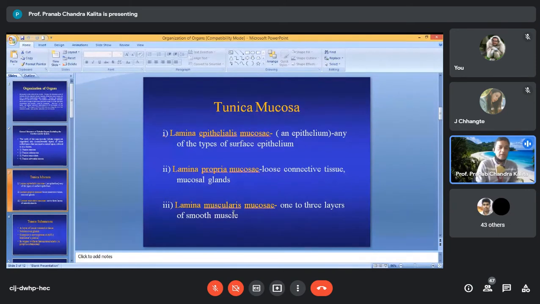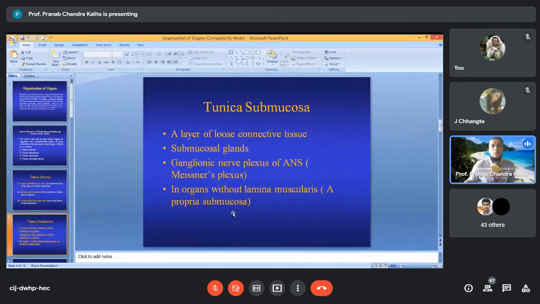This is about the Tunica mucosa. Now the Tunica submucosa. While we are talking about the Tunica submucosa, you'll find that it consists of a layer of loose connective tissue.